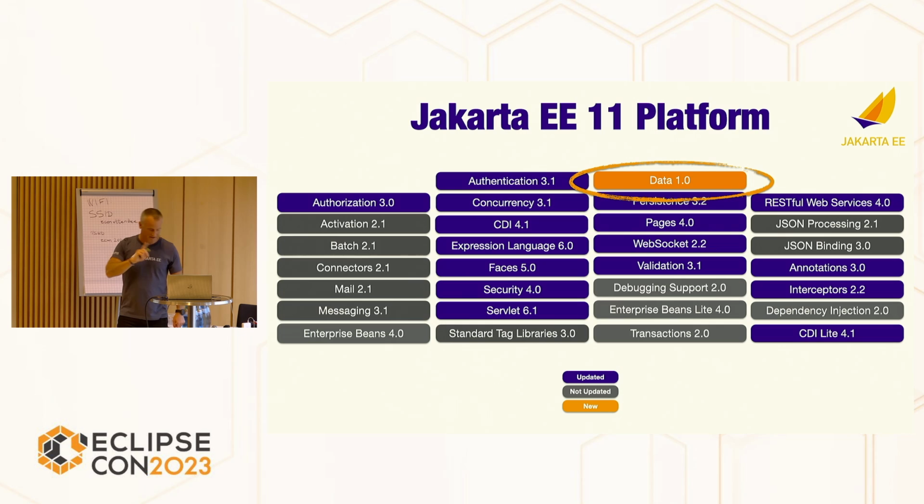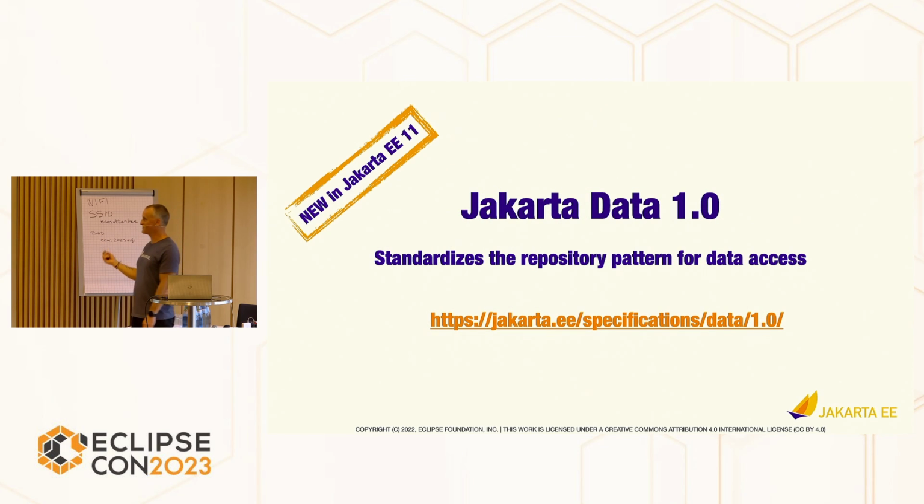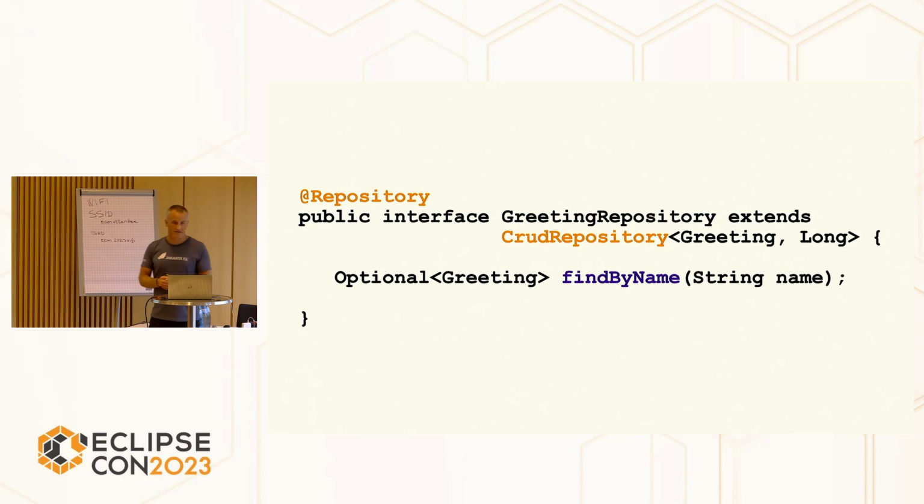And that is because data is the new specification. It's the one we're most excited about. It standardized the repository pattern for data access. And this one is new in Jakarta 11, and we're so glad that we can actually add something new and not do another maintenance release. So for me, this is the entire value of Jakarta 11, is to actually add some functionality that the developers want. And it's fairly simple.